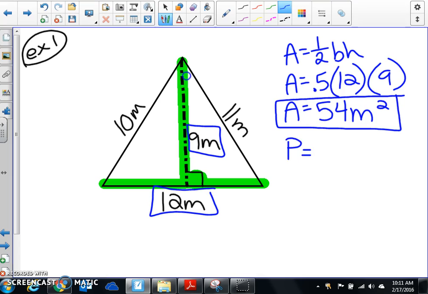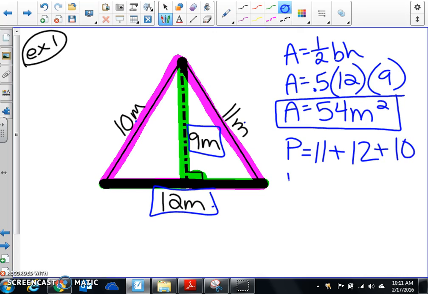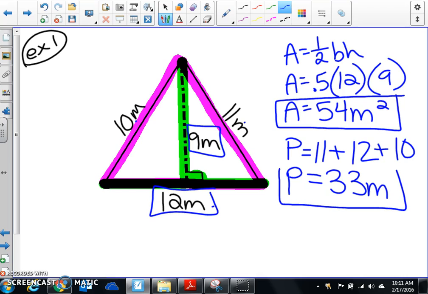Perimeter, I just add up all the outside. So I need to find the outside. These are my outsides. And a triangle only has 3 sides, so I only have 3 numbers I'm going to add up. So 11 plus 12 plus 10. Add those all up, I should get 33. So 33 meters. Okay, so that's just a regular old triangle.